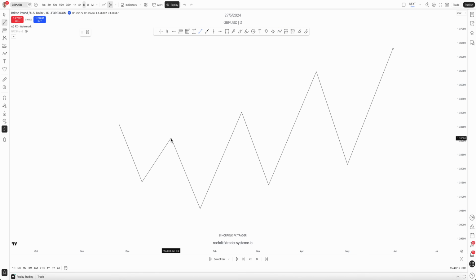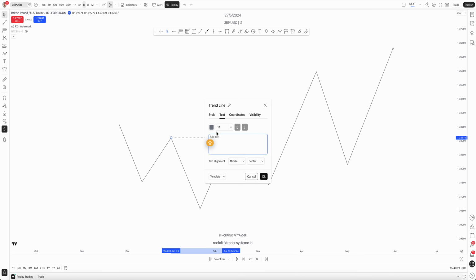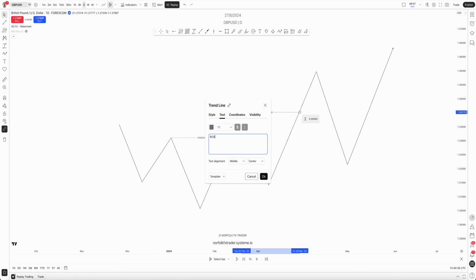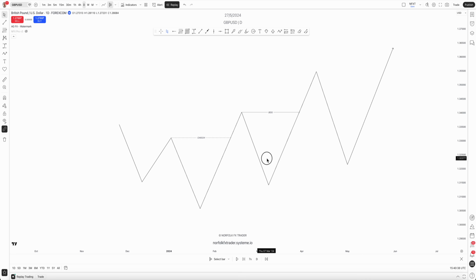So just to clarify, this is where you're going to see that first break. I'll class this as a change of character because it's easier to understand. It's our change of character where we see our first break of structure. We're waiting for that second break of structure, which is right here. And what we actually look at is a BOS here in the market. So I'll mark this as a BOS so you understand this is the second valid break of structure. So we see a change of character followed by a break of structure.